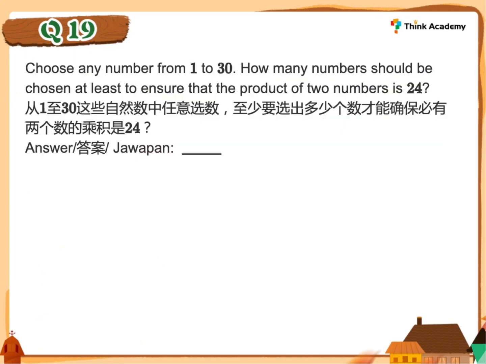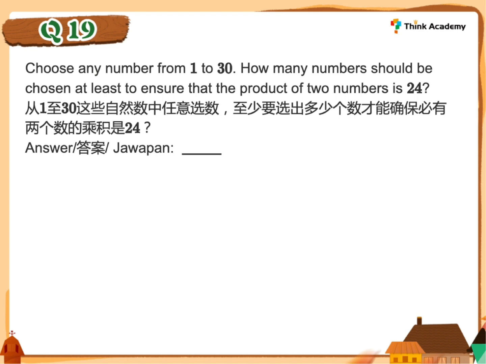Hi everyone, let's see question 19 together. Choose any number from 1 to 30. How many numbers should be chosen at least to ensure that the product of two numbers is 24? Okay, at least, this word is very, very important.